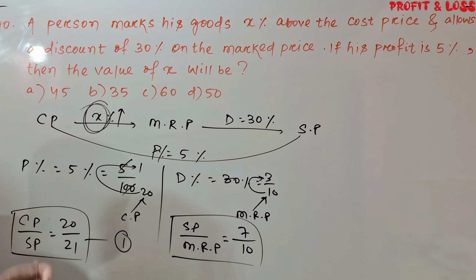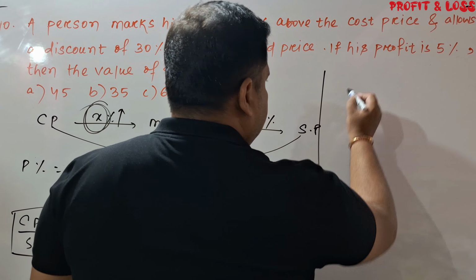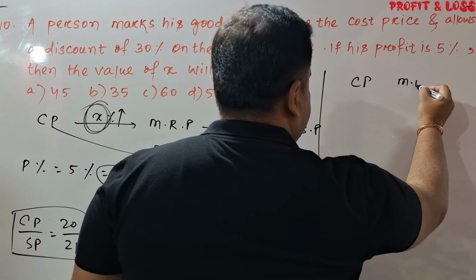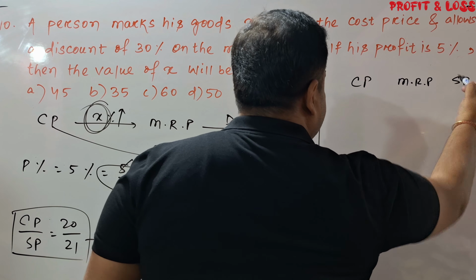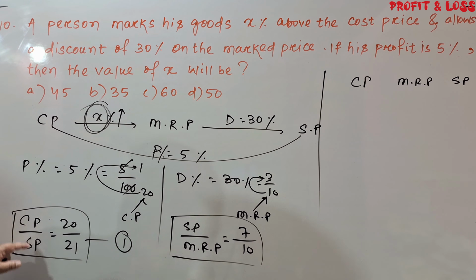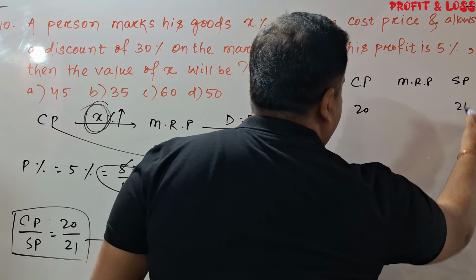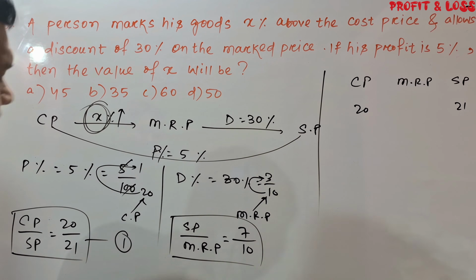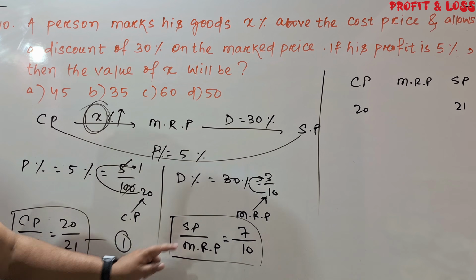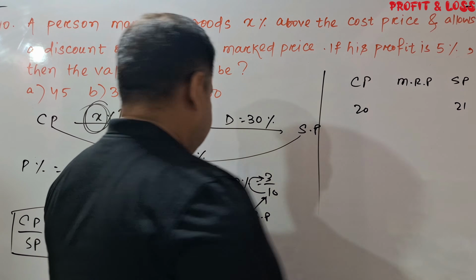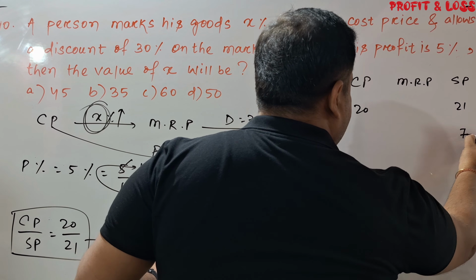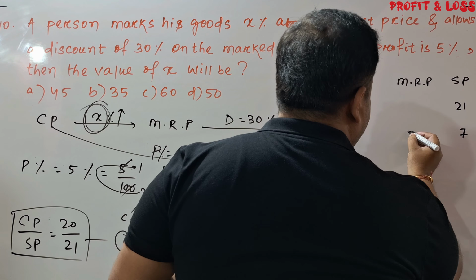So after getting these two, this is a regular or irregular ratio. Cost price, MRP, selling price. Here I will solve cost price, MRP, and after that I will get selling price. Cost price CP is to SP, this is 20 is to 21. A regular pattern. Then selling price is to MRP, this is 7 is to 10.